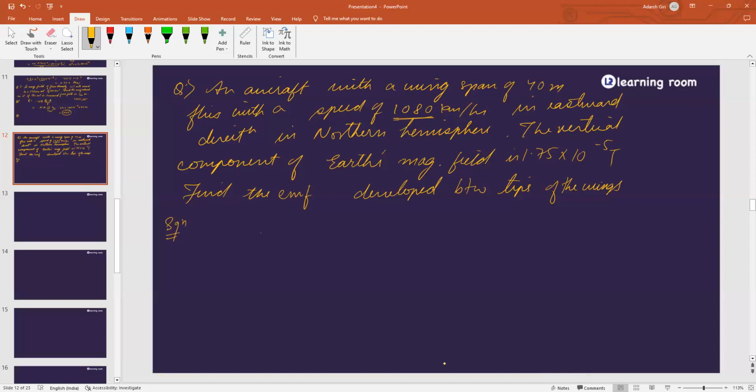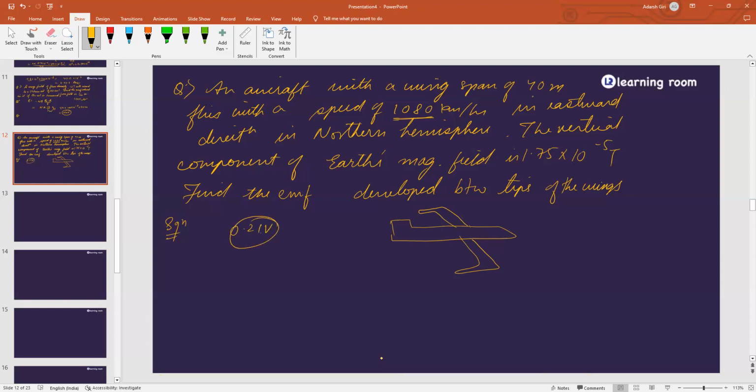Yes, sir. All right. So this one is easy. See, let us assume that this is our plane. It has its wings. 0.21 volts, sir. 0.21 volts. That's correct. So this one is easy.